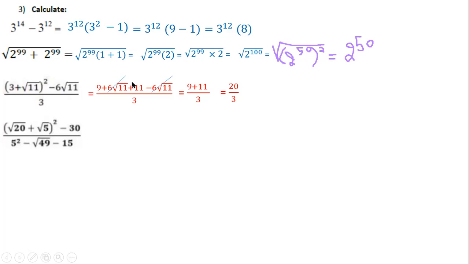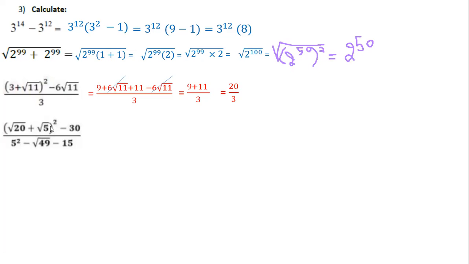Radical 20 times radical 5. 20 times 5 is how much? 100. Okay, times 2. So it's 2 radical 100.